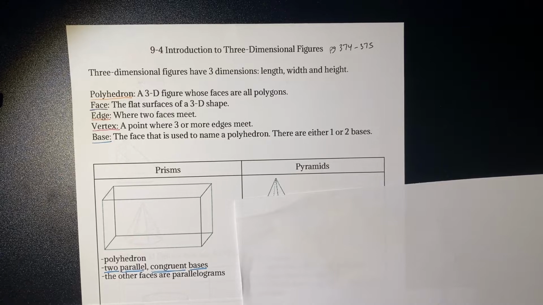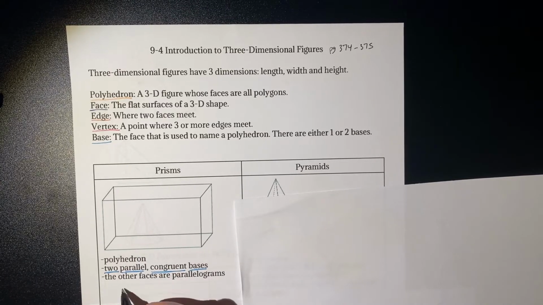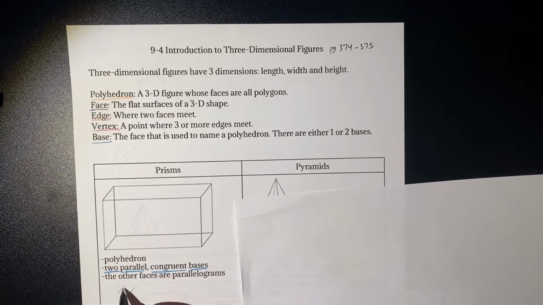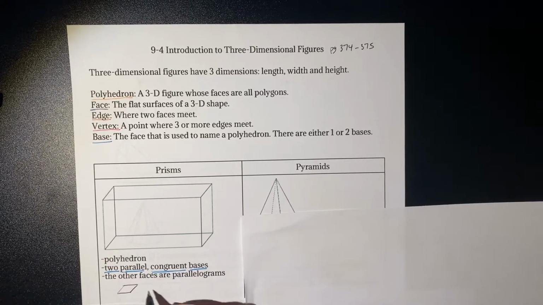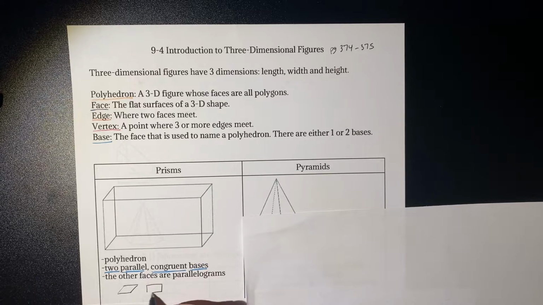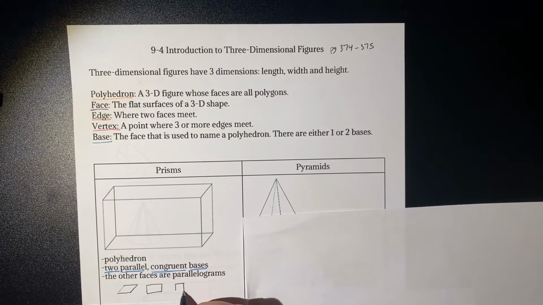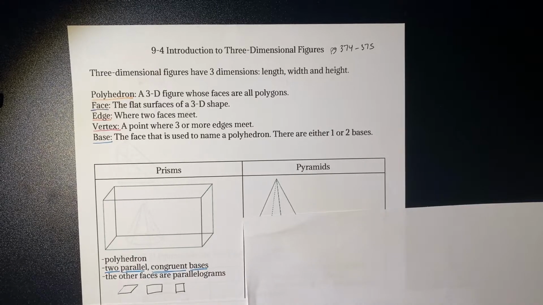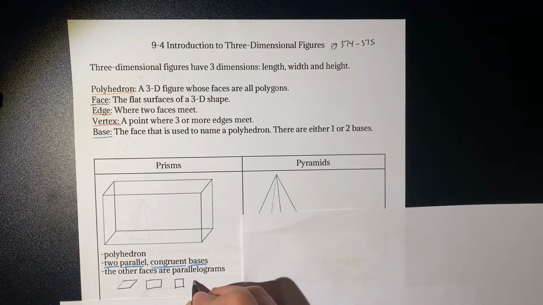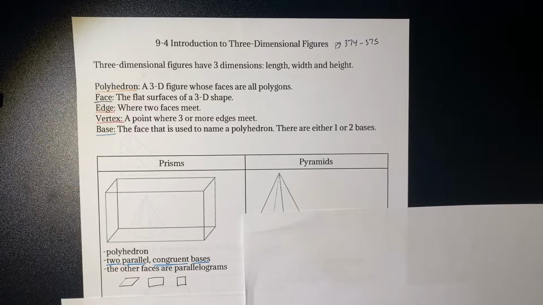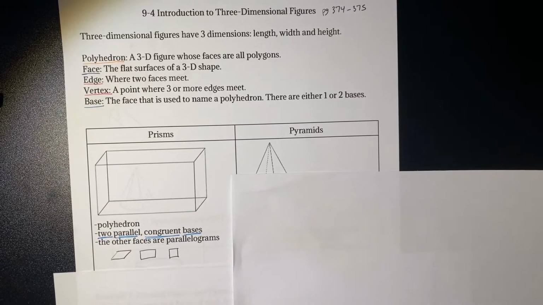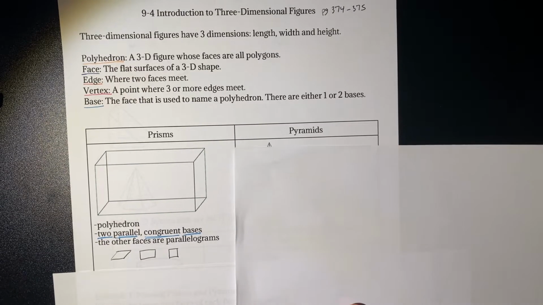So a parallelogram would be, okay, this is a parallelogram. This is a parallelogram, a rectangle. This square is a parallelogram, or even a rhombus. I know if I draw it, it's not even going to be equal, okay? So those are parallelograms.